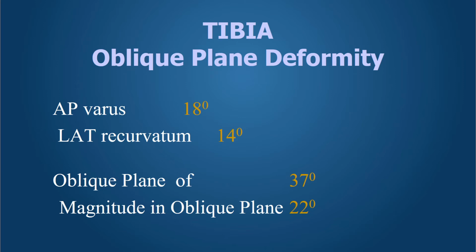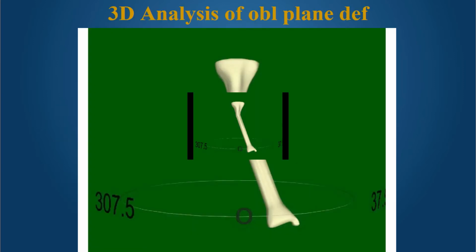We had 18 degrees of varus in the tibia as well as 14 degrees of recurvatum. Using trigonometric methods, we found an oblique plane of 37 degrees and the magnitude in the oblique plane was 22 degrees of the deformity. Let's go to the graphic method of planning, or actually this animation shows us how.